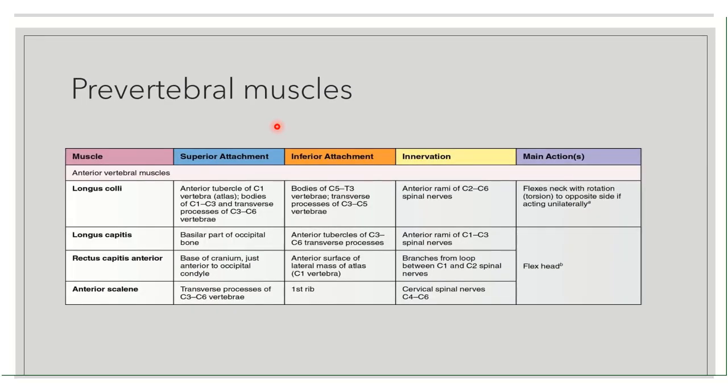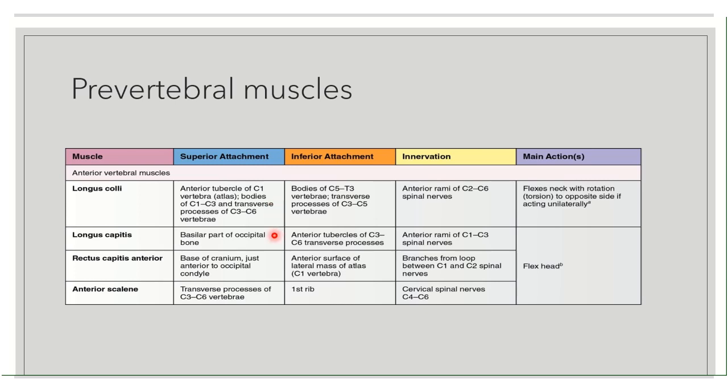So let's start with the prevertebral muscles. This table is showing the attachment, innervation and main action of the prevertebral muscles. The first 3 muscles including longus colli, longus capitis and rectus capitis anterior get their origin from this inferior attachment and they are inserted at this superior attachment. I will show you with the help of diagrams.